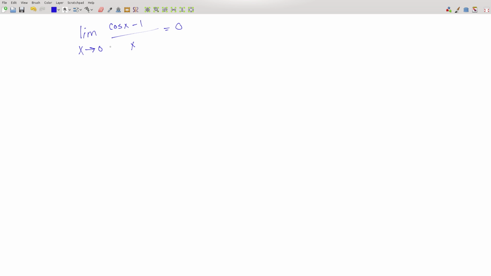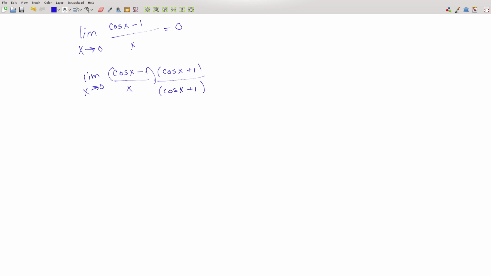So what we often do when we're finding limits is we will multiply the numerator and the denominator by the conjugate of the numerator. So when we do that, we get the limit as x goes to 0 of (cosine of x minus 1) over x. Now I'm multiplying the top and the bottom by this conjugate of the numerator, the cosine of x plus 1, over the cosine of x plus 1.